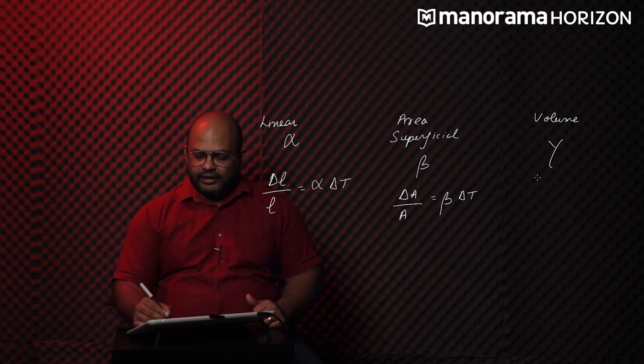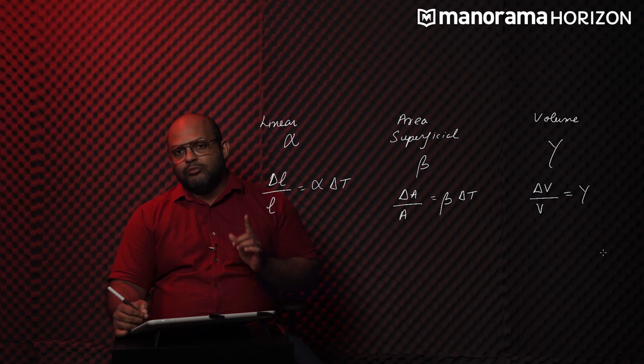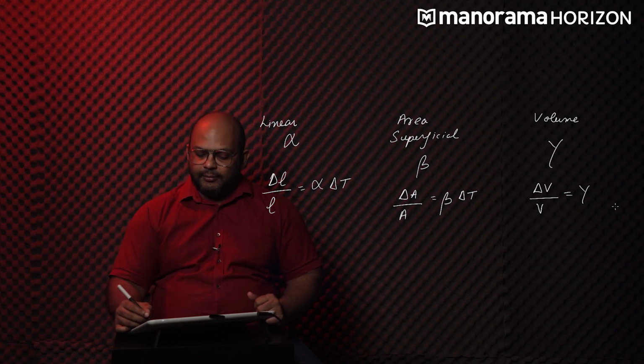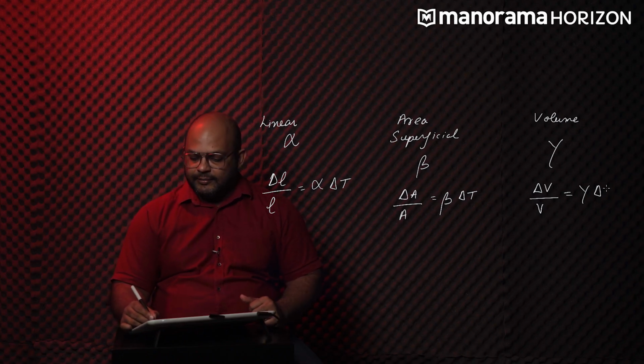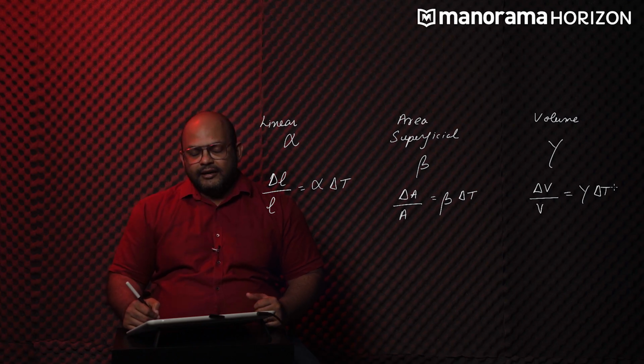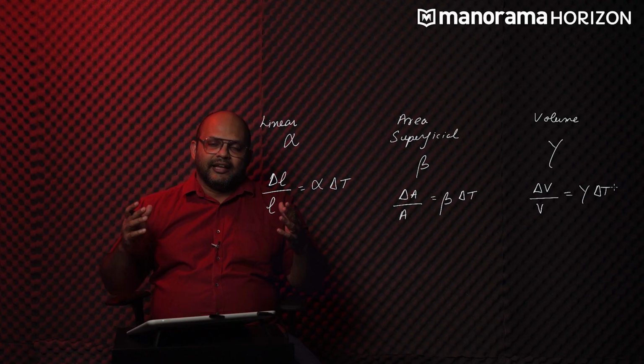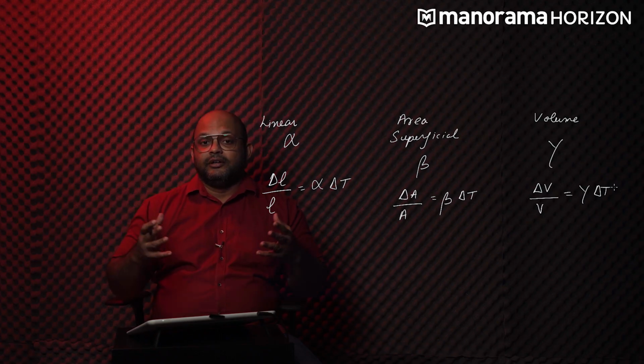In a similar way, if we take the change in volume for a given material divided by the original volume, this is equal to gamma, that is the volume coefficient of expansion, multiplied by the change in temperature, that is delta T. Depending on the values of alpha, beta and gamma, different materials will expand or contract to different extents.